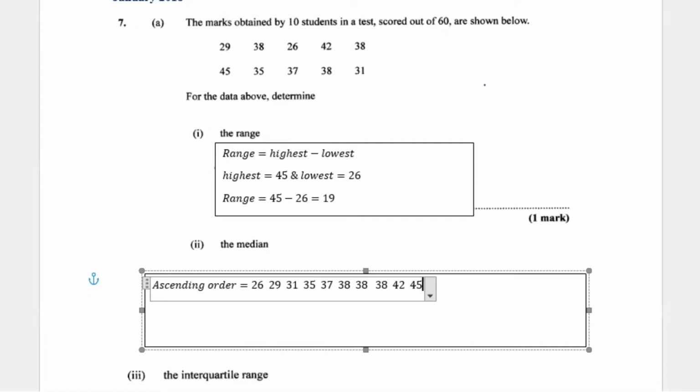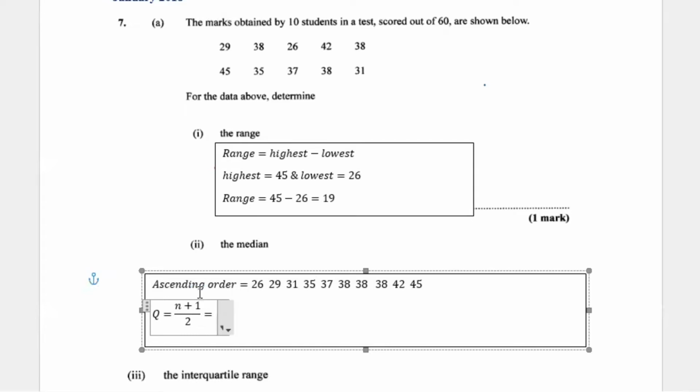So they asked us to determine the median. So we know that median is the middle number. So there's usually a formula that we can use to find the position of the median number. So what that usually looks like is Q, which is median, is equal to n plus 1 divided by 2, where n is the number of events that is taking place.